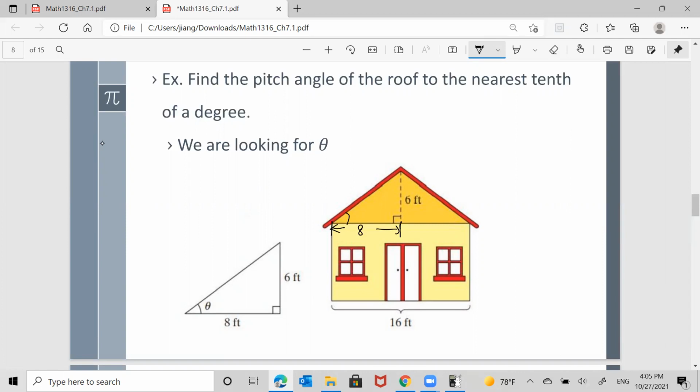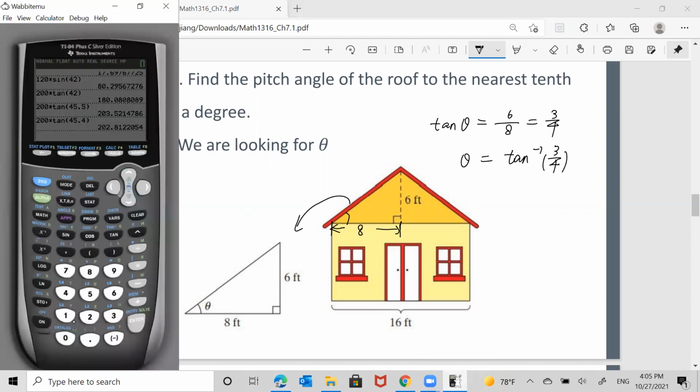So in this right triangle, with opposite and adjacent, we can find the angle here. We can pull out the right triangle: opposite 6, adjacent 8. That means we can use tangent. Tangent theta equals 6 over 8, and 6 over 8 is 3 over 4. So theta equals inverse tangent of 3 over 4. We use the calculator: second, tangent, 3 over 4, close the parentheses.